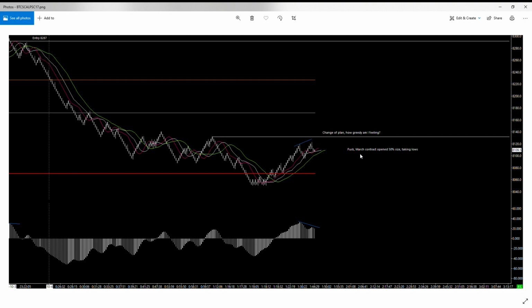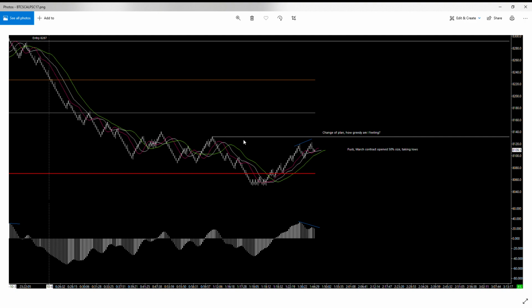So I had a complete change of plan at this point. I was no longer looking to close, I was actually looking to open fresh. The reason I wanted to open fresh is I didn't want to compromise 8287 as my original entry. And so I chose to open this on a March contract instead. So I opened this on March at 50% size, and my aim here was to take the lows. Now that we had this set of lows and we had this very clear support here, I really wanted another push down into this.